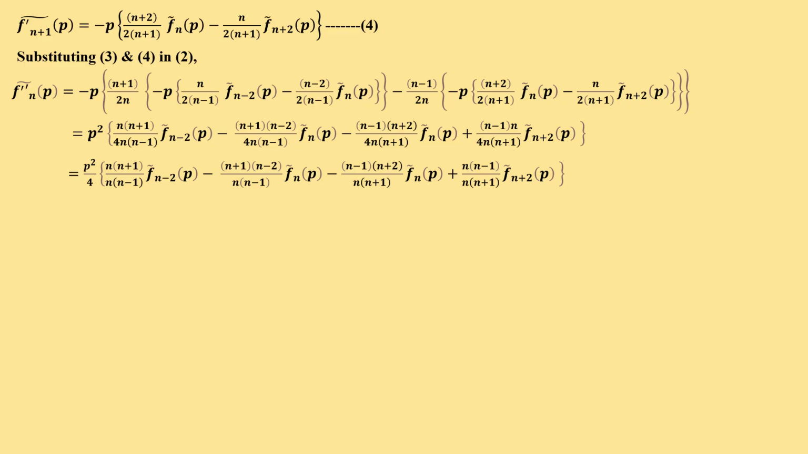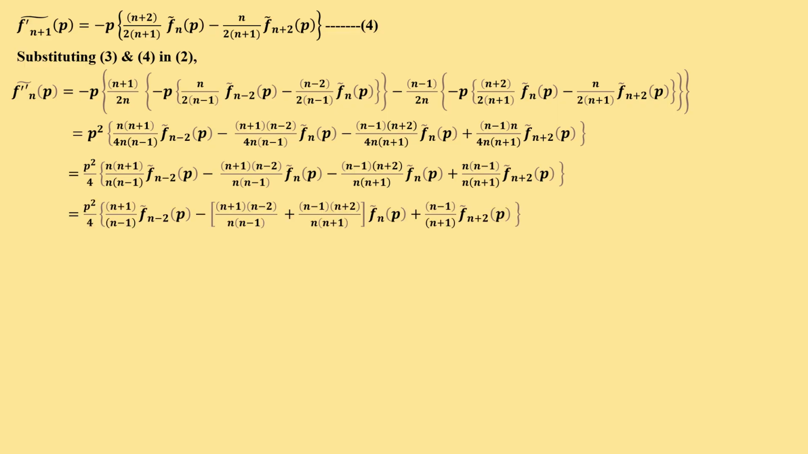fn minus 2 bar of p, minus (n plus 1)(n minus 2) by n(n minus 1), fn bar of p, minus (n minus 1)(n plus 2) by n(n plus 1), fn bar of p, plus n(n minus 1) by n(n plus 1), fn plus 2 bar of p. So it is equal to p square by 4. So n and n cancel, numerator and denominator.